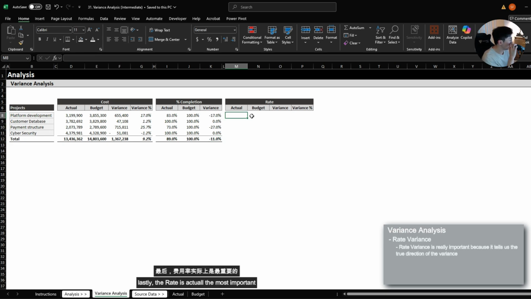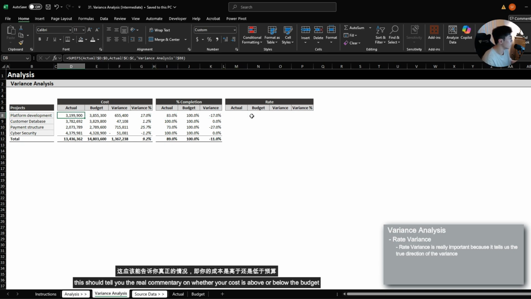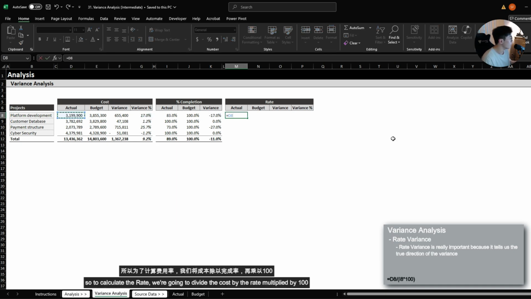Lastly, the rate is actually the most important. It tells you how much you actually spent per percentage completion. This should tell you the real commentary on whether your cost is actually above or below the budget. So to calculate the rate, we're going to divide the cost by the rate times 100.